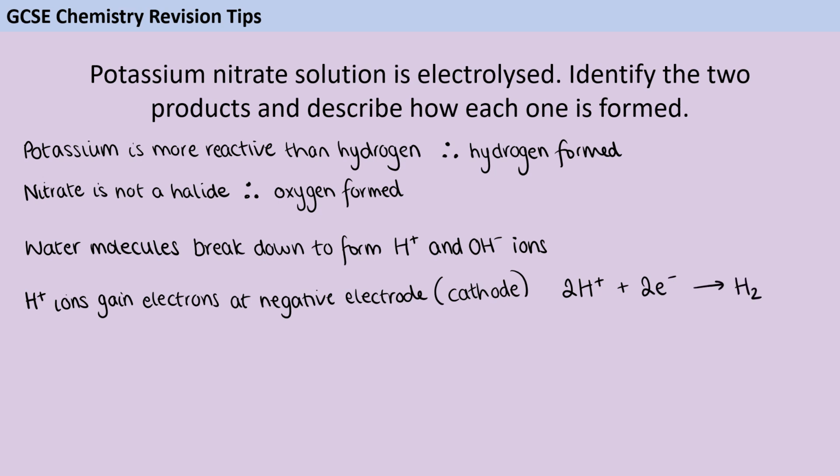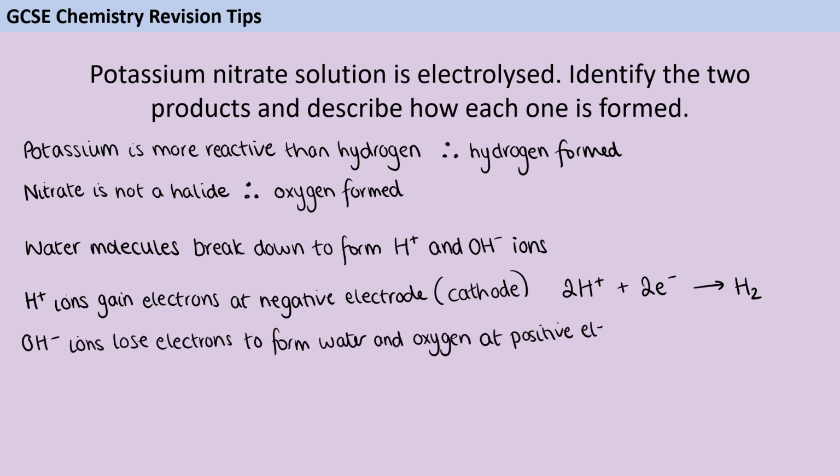And we could also show this with an equation. So two hydrogen ions picking up 2 electrons, because as we know, when hydrogen is on its own as an element, it exists as a diatomic molecule, H2. Meanwhile, the hydroxide ions are going to lose electrons, so they're going to be oxidized. And this is going to form water and oxygen at the positive electrode, or you could refer to it as the anode. And again, we can show this with an equation.